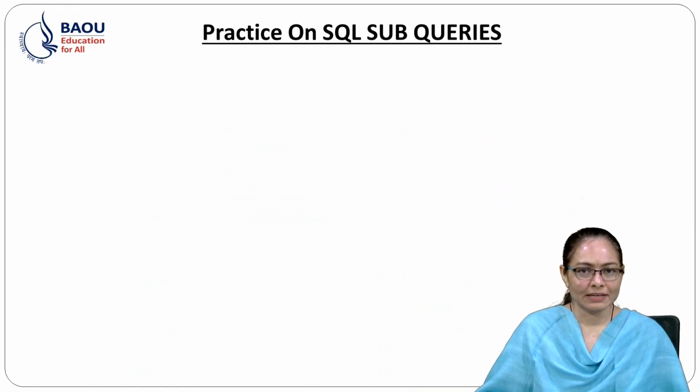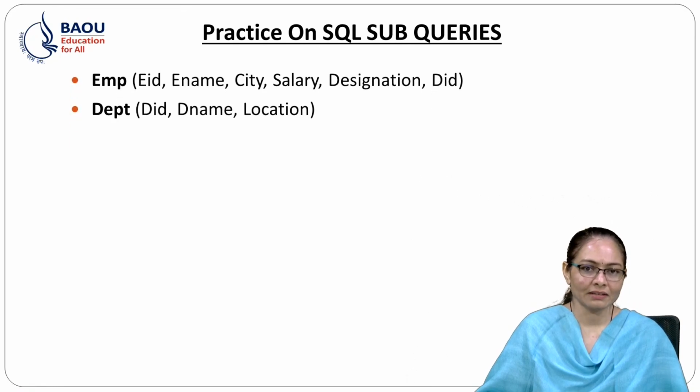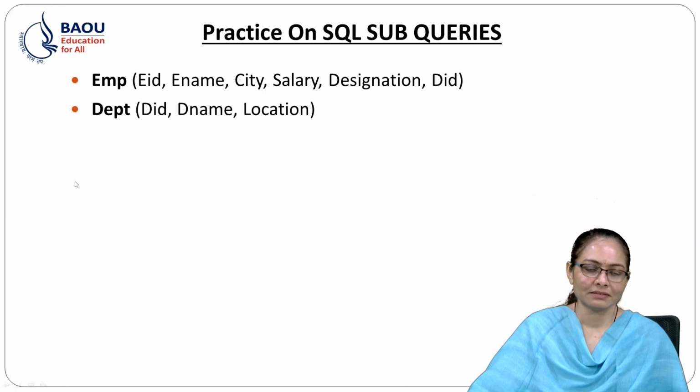Now, practice on SQL subqueries. See here there are two tables, employee and department. The department table is related to the employee table using DID. DID in the department table is a primary key and DID in the employee table is a foreign key.